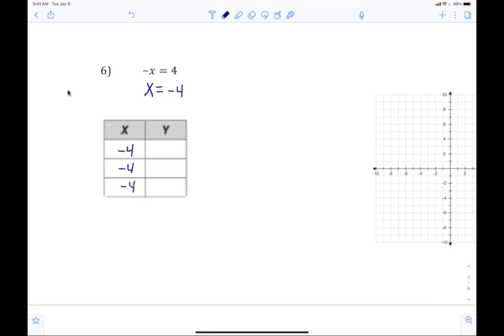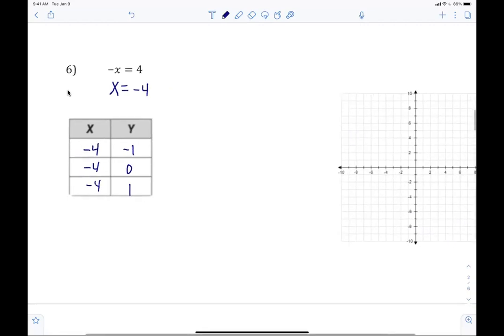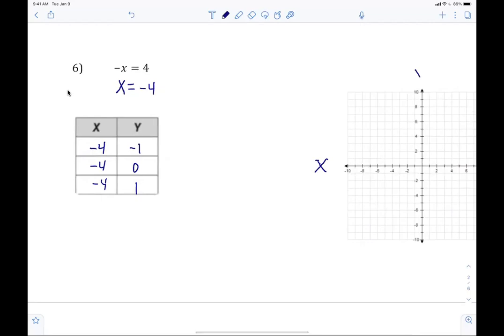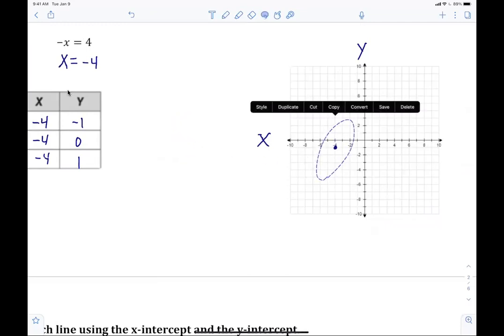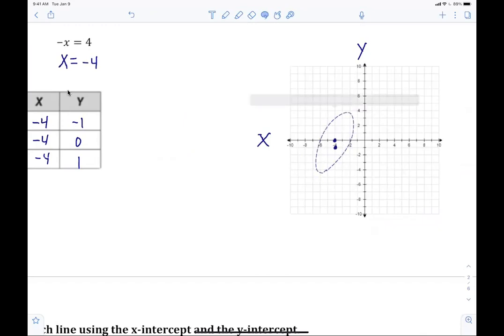This is a unique case. So what can the y's be? -1, 0, 1. Thank you for thinking. All right. Now, everybody plot those points. Is the y-axis up and down? Yes. X, Y. All right. So now everybody plot -4, -1. Then plot -4, 0. Then plot -4, 1.